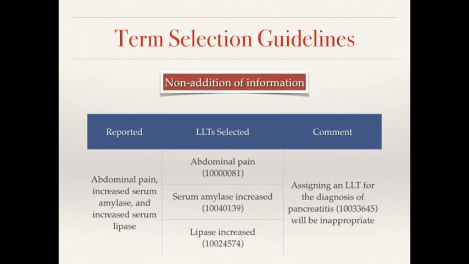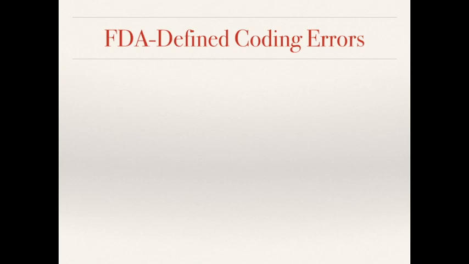In the example, it shows that the reported information for the patient were as follows: abdominal pain, increased serum amylase, and increased serum lipase. There are 3 different LLTs for each of the reported data for the patient, and the corresponding codes are reflected on your screens. Although the likely scenario is indeed pancreatitis, it would be inappropriate to choose pancreatitis as the LLT because it was not part of the reported data. There are 2 FDA-defined coding errors, and they are missed concepts and soft coding.